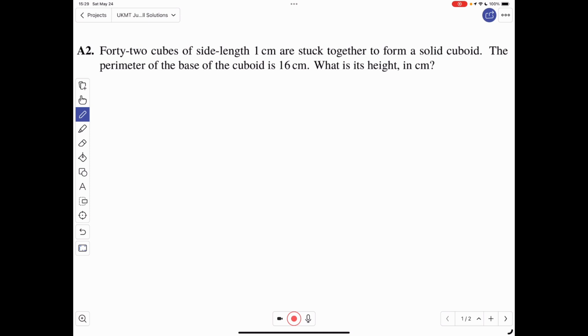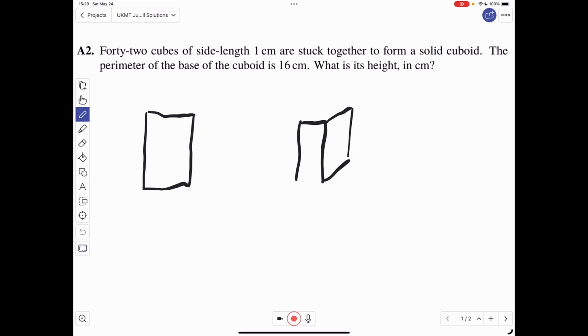Now to do this problem, we can imagine the base of the cuboid. So I'm going to just draw that here. And it's going to be a rectangle because, well, we just usually do that. And then you can imagine the height of the whole cuboid. So I'm just going to draw the cuboid over here. So if that's the cuboid, we have the height here. And then the base is just this over here.